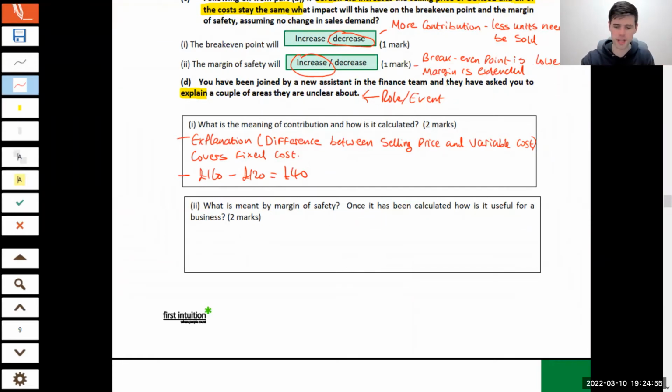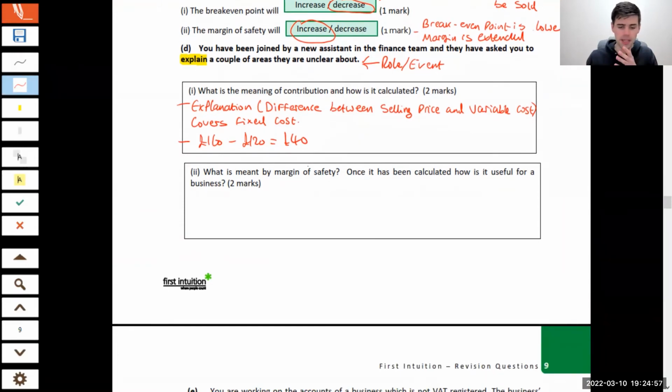Same goes for margin of safety. You can split this into 2 parts. I mean, the good thing is with this, there's 2 marks available, but there's actually 2 questions. Look at the way it's constructed. What is meant by the margin of safety? That's the question. Once it's been calculated, how is it useful for a business? That's another question, isn't it? So based on that, if there's 2 marks available, I would look at that and say, okay, well, I'm going to get a mark for each point. If it's asking 2 questions to get 2 marks, I need to answer both those.